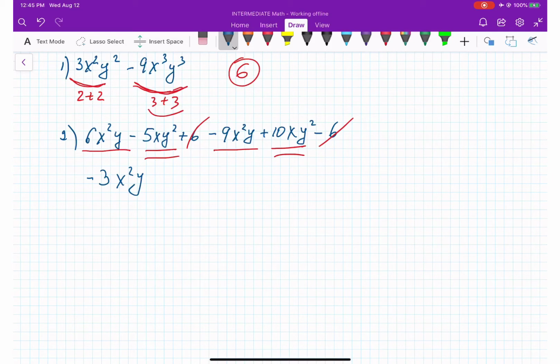Okay, next we are going to do plus 5xy squared, because we have negative 5xy squared, positive 10xy squared. Okay, so, and that's pretty much it. Okay, we finished this one. Moving next.